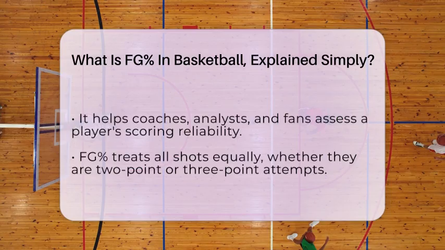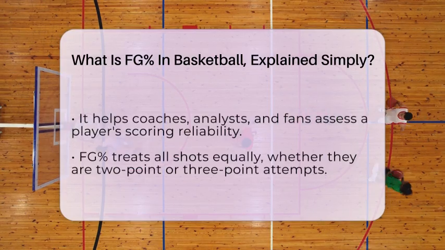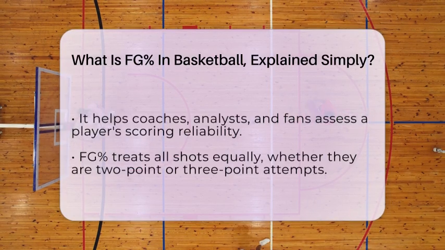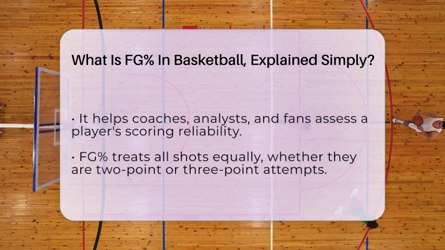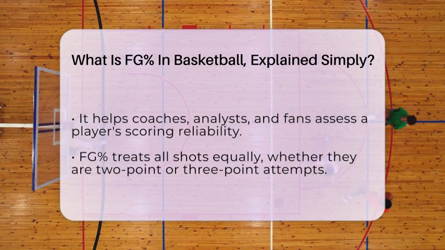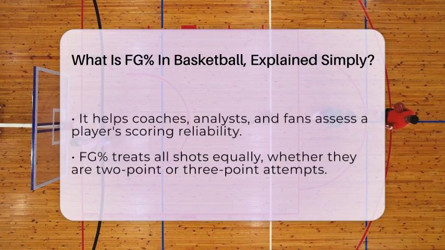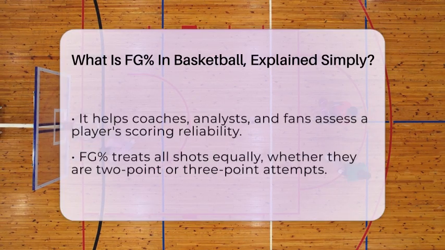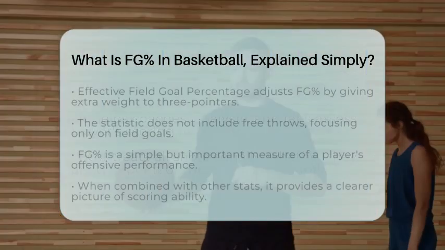That's why there is a related statistic called effective field goal percentage. This adjusts FG% by giving extra weight to 3-point shots, which are worth more points. So, if a player scores many 3-pointers, their effective field goal percentage will reflect their scoring efficiency more accurately.